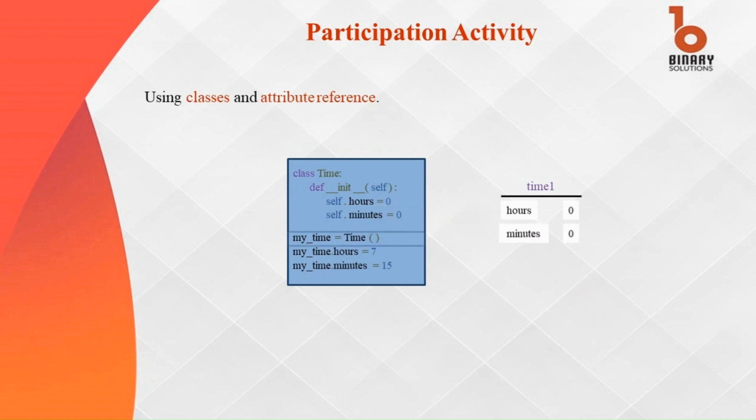Using the dot notation, we can reference and modify the object's attributes. In the next steps, myTime.hours equals 7 and myTime.minutes equals 15. These assign new values to the respective attributes. Finally, when printed, the program outputs 7 hours and 15 minutes. This example demonstrates how attributes of an object can be accessed and modified using the attribute reference operator, a fundamental concept in object oriented programming.